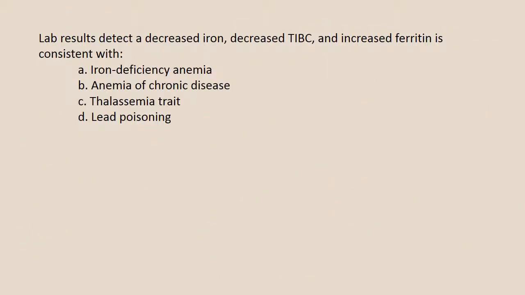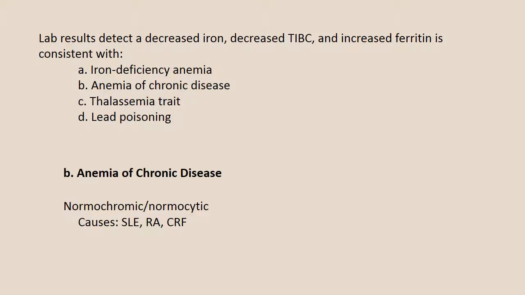So if you look at lab results and you detect decreased iron, decreased total iron binding capacity, increased ferritin, what is this consistent with? A, iron deficiency anemia, B, anemia of chronic disease, C, thalassemia trait, or D, lead poisoning? The answer is anemia of chronic disease.